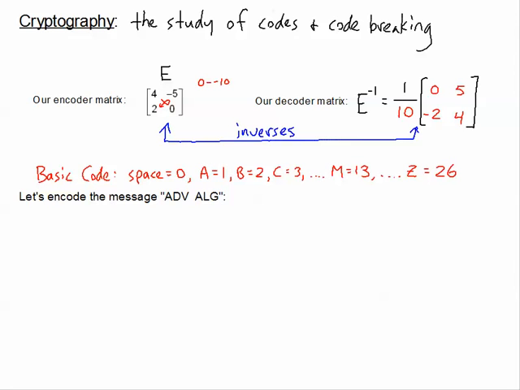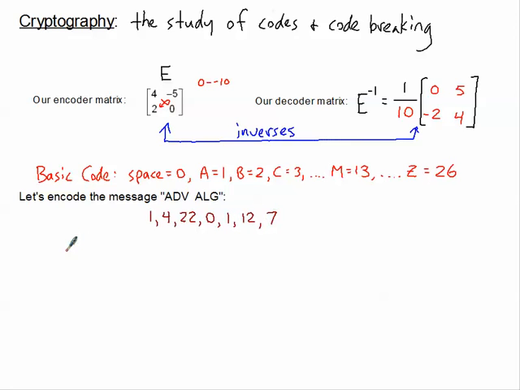So let's figure out how to encode this secret message, which is ADV space ALG. A fascinating secret message to encode. First, what we need to do is assign a number to each of these letters. So since A is the first letter of the alphabet, that's going to be a 1. D is the fourth letter, so it's a 4. V is the 22nd letter, so that's 22. We have a space here, so I'm going to put a 0. A again is the 1. L is the 12th letter, and G is the 7th letter in our alphabet. So here's our numbers, and we're going to put these into a matrix.